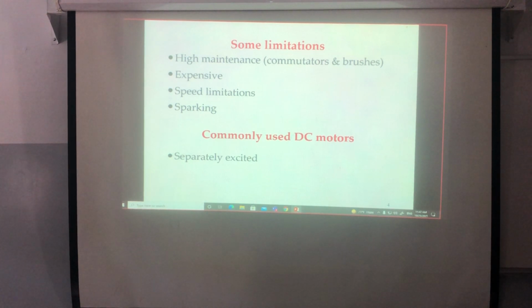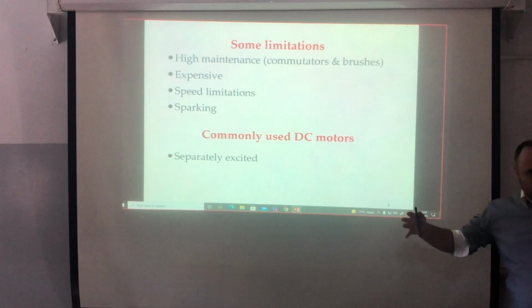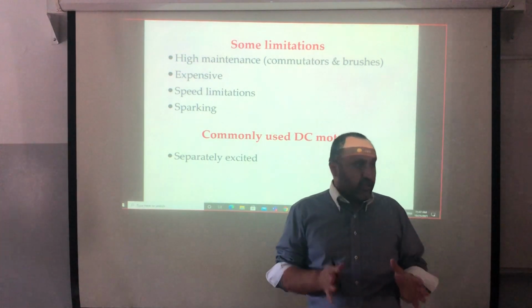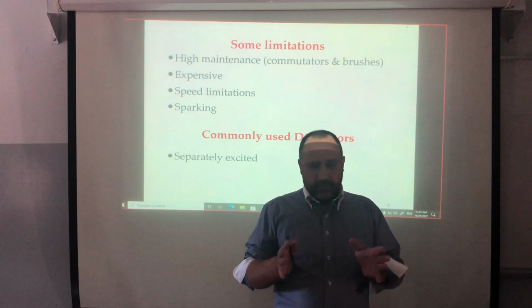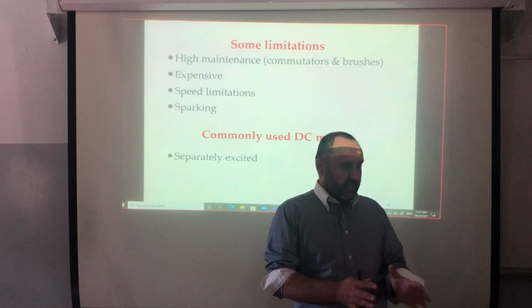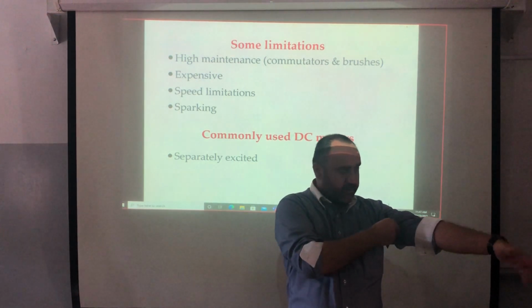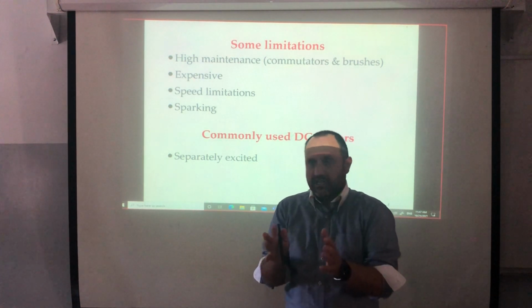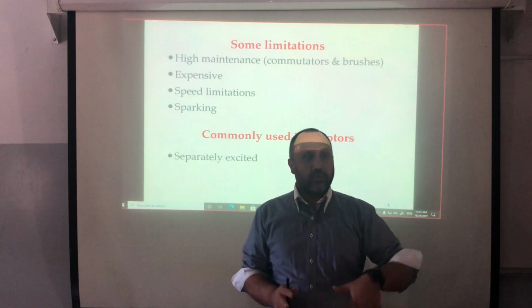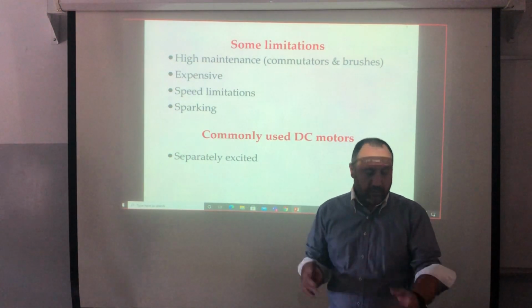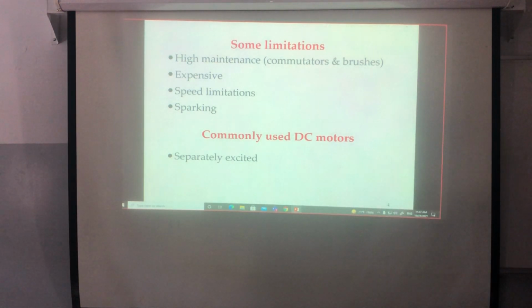And simply, if I need high torque, I need a huge machine. If I compare the torque per volume between the DC machine and the induction machine, the induction machine has higher torque per volume. What is the meaning of torque per volume? Simply, for the same size of machine, the induction machine can provide you higher torque. So the most commonly used DC motors, separately excited and series, are mostly used for traction applications.